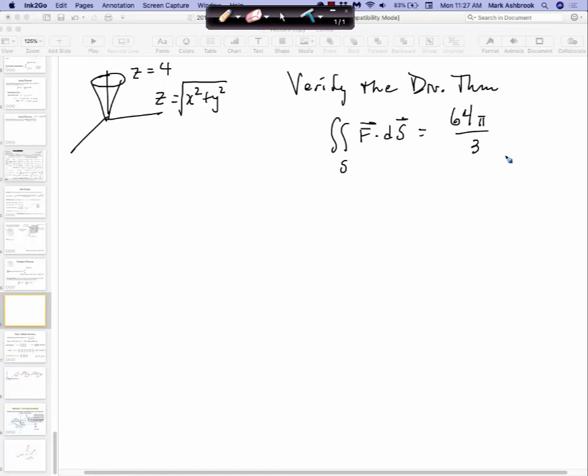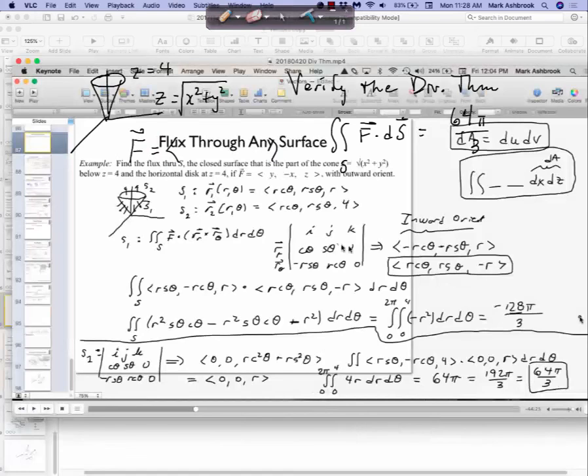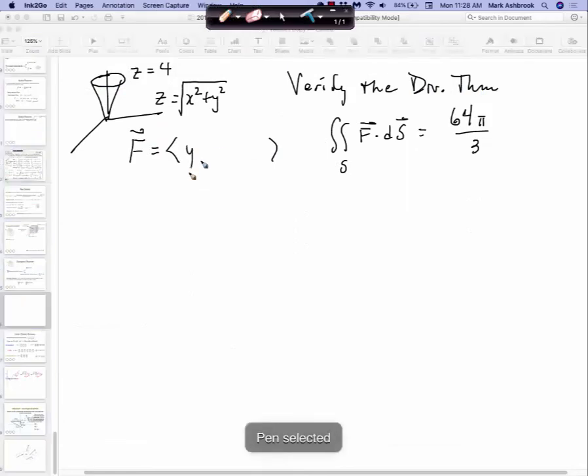Yes, please. What was the force field? Everybody, I can find it in a sec here. Y negative x z. So you're going to work on this while I take attendance.